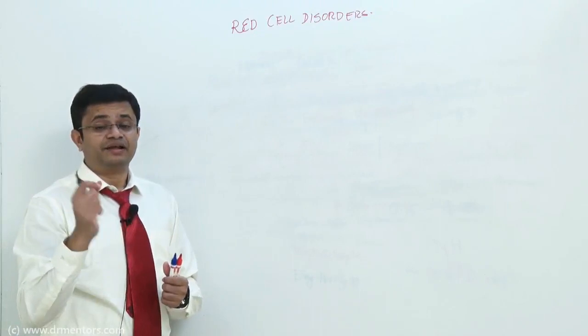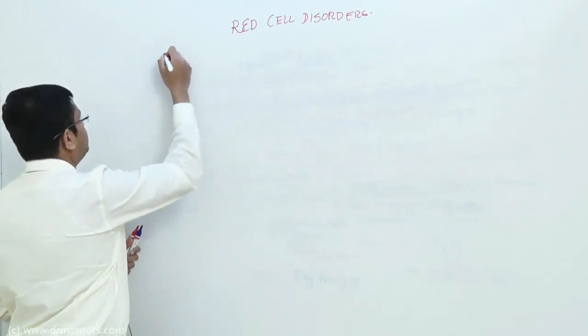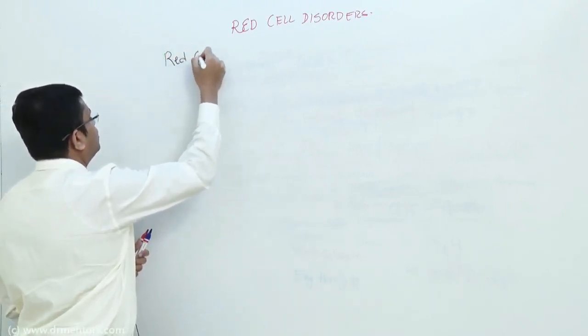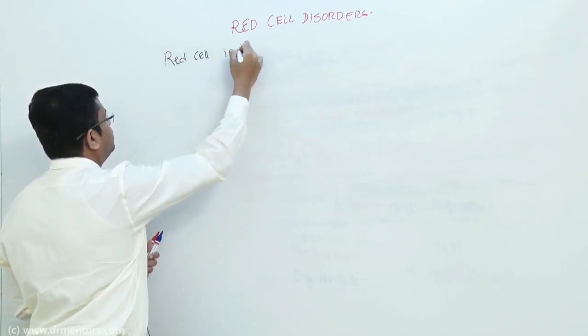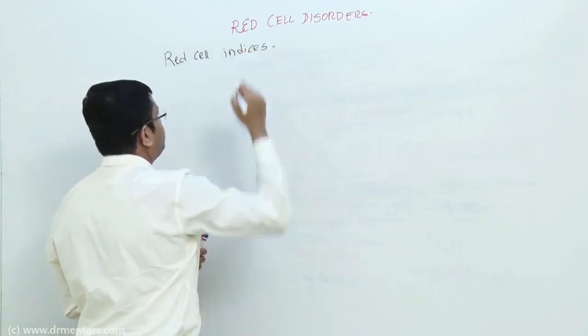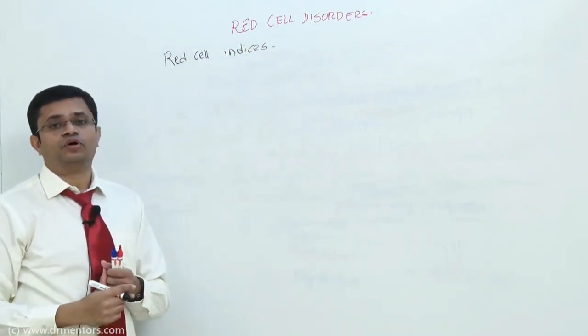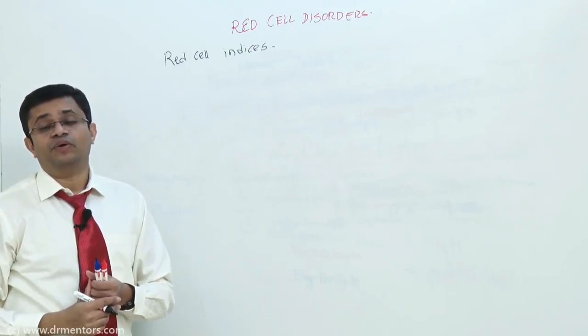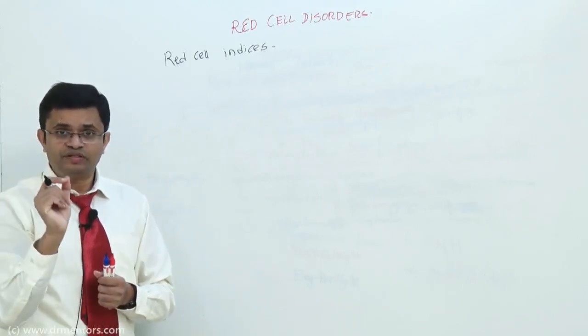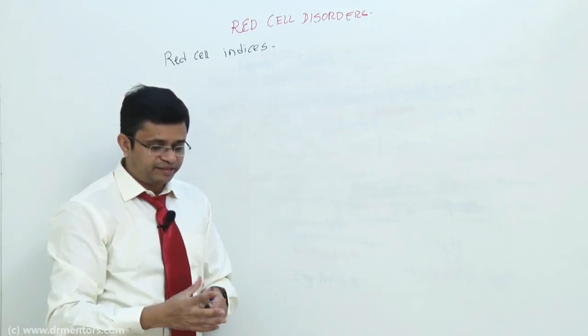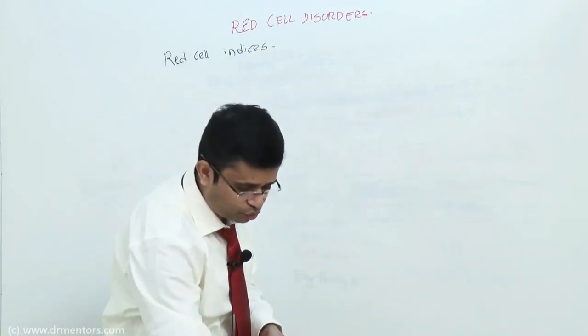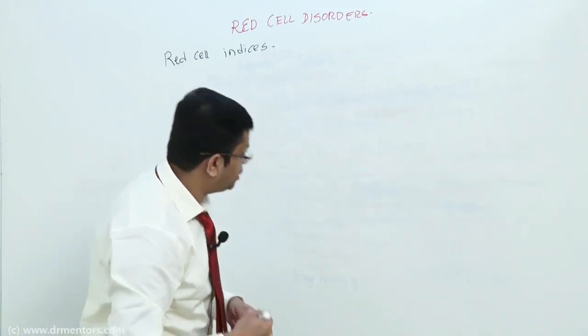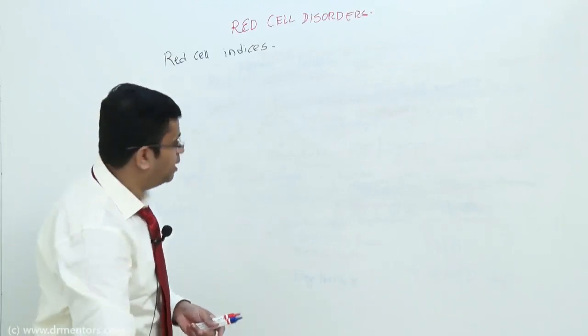Now we will understand the red cell indices. These are very, very important numbers or values you should know, with the units and the normal values. What do we have to know for exams? I will just quickly run down some of the values.